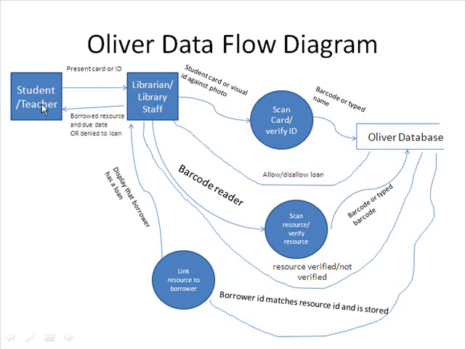So you can see that there's a logic that occurs throughout the data flow diagram. I could get into more detail in relation to the Oliver database, but I'll keep it as simple as possible for the moment. Hope this little explanation about context and data flow diagrams in relation to Oliver has been worthwhile for you. Thanks.